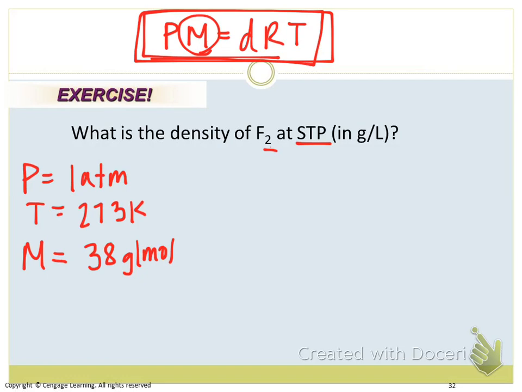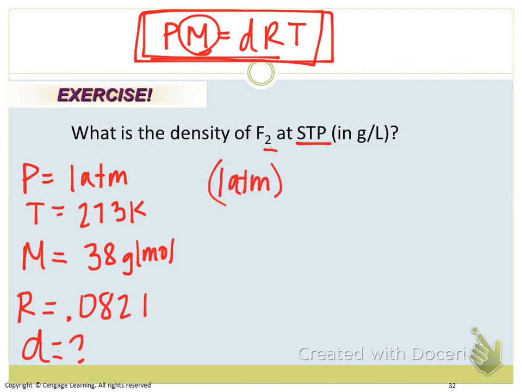Okay, so yes, you need to do that math on your own, but that's kind of mental math. And then we know that R is equal to 0.0821. And we want to find density. Easy peasy. So 1 atmosphere times 38, oops.